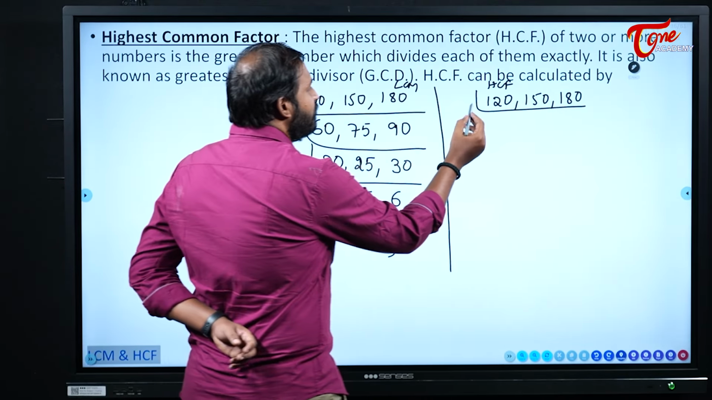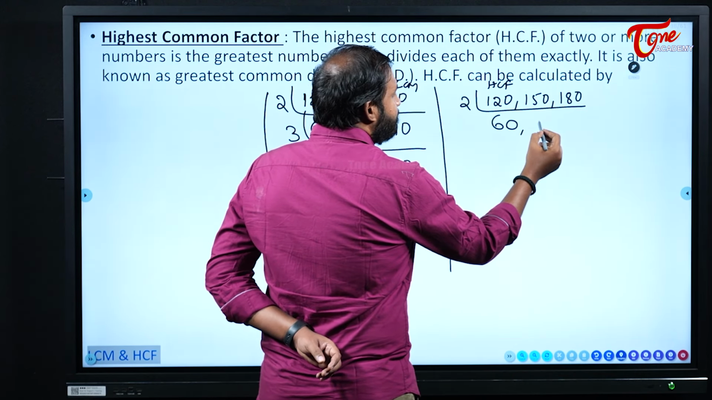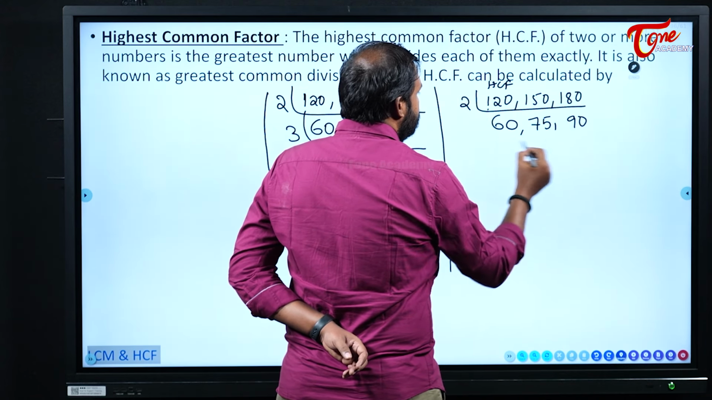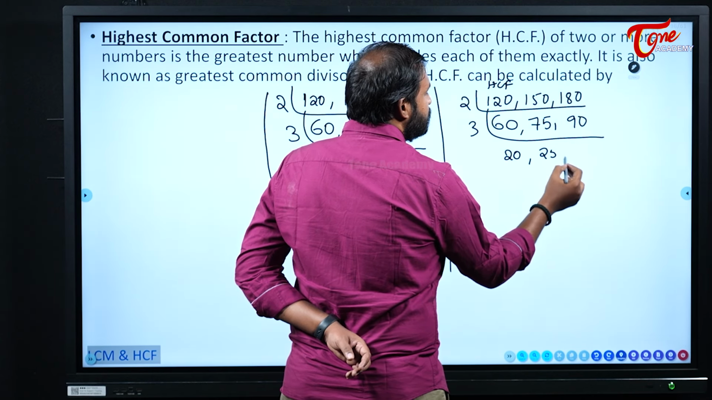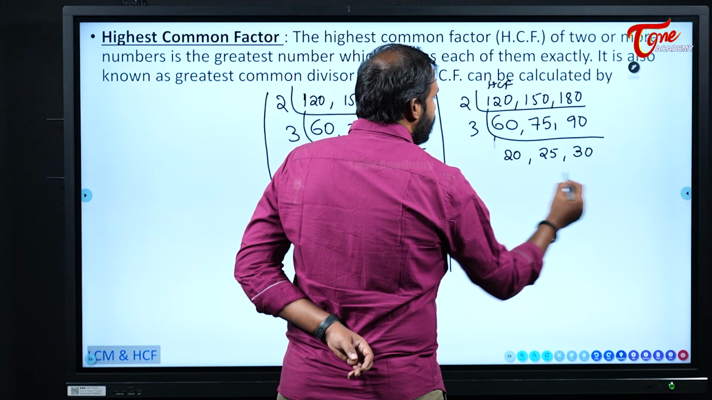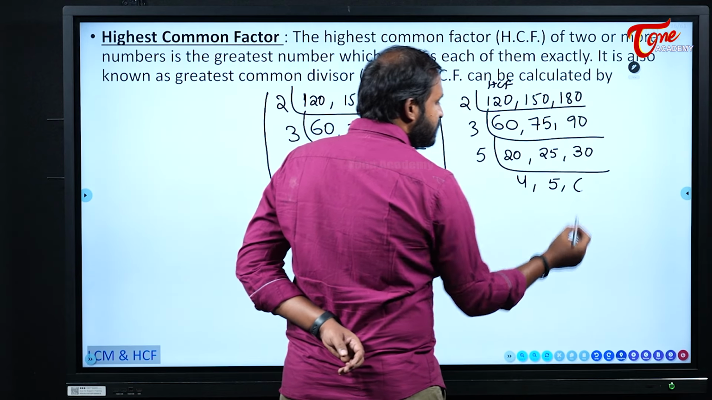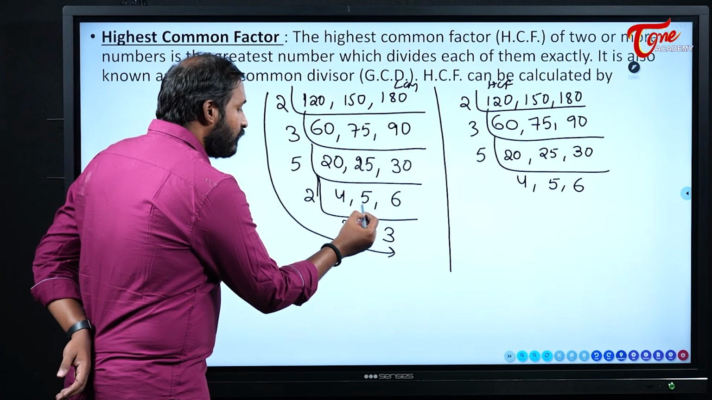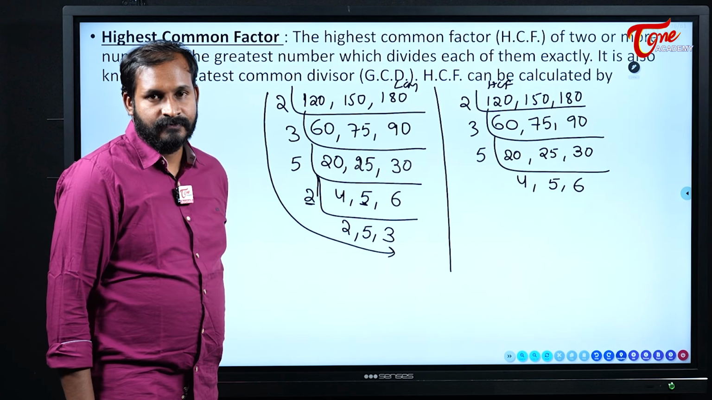But in case of HCF, what happens here? Please observe here. 60s, 75s, 90s. Next 20s, 25s, 30s. Next 4s, 5s and 6s. Now, this is the major difference. In case of LCM, even though 5 is not divisible by 2, I can continue my process.